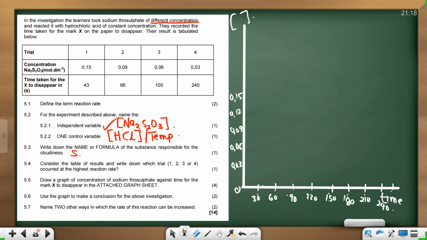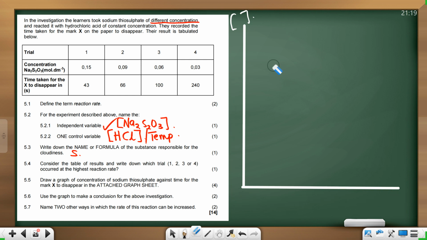0.15 and 43. Okay, my graph. I want to confirm something. You told me that the independent variable is always on the x-axis. Or here we're going with the instruction you gave us. Actually, independent should be on the x. Okay? I should actually reverse this graph. Independent should be on the x. Okay? You are right. Independent is on the x because that's what we said, remember.